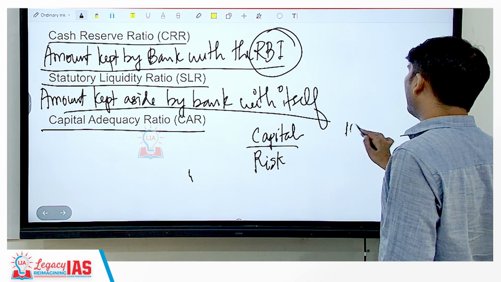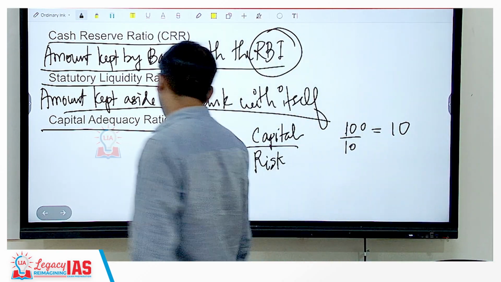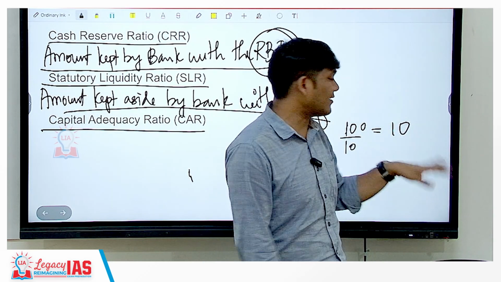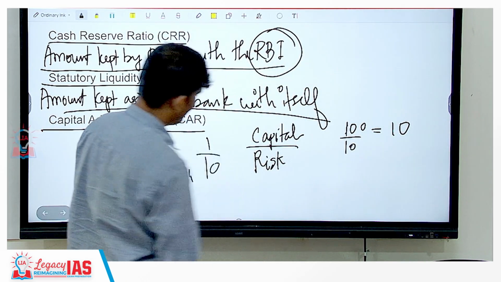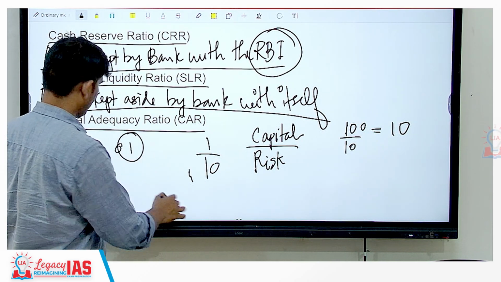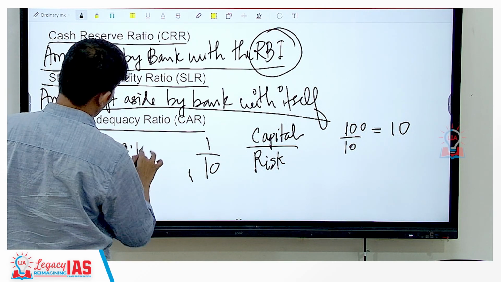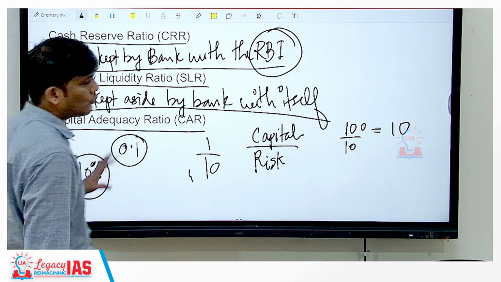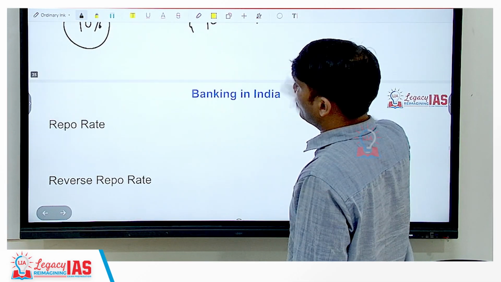Okay, so if the capital is 100, risk is 10, your capital adequacy ratio is 10. So your bank is very much capable to address its risk. In fact, it can address the risk 10 times. If your capital is 1, risk is 10, you can address only 0.1. You can address only 0.1 times. That means only 10% of the risk you can address. So this is an issue, right? The first one is a good situation. So that is what is meant by capital adequacy ratio.